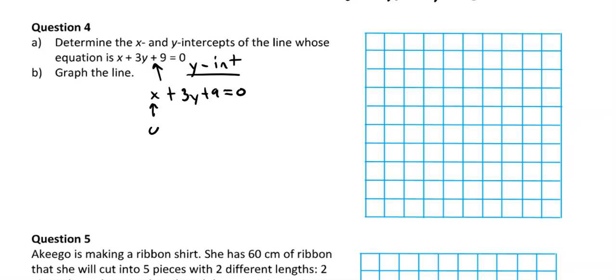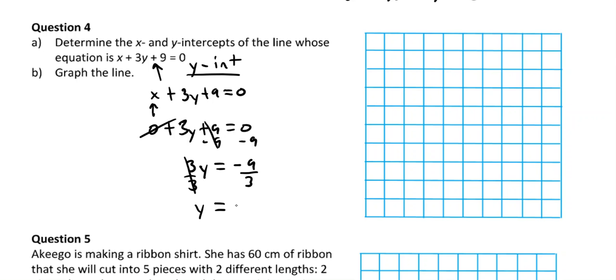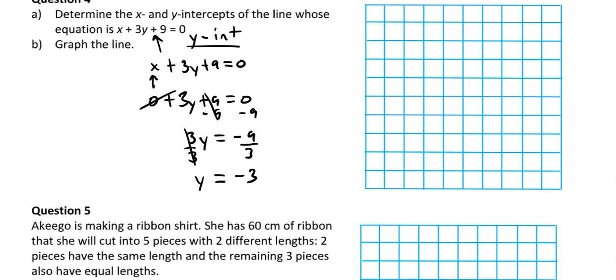So 0 plus 3y plus 9 is equal to 0. So that 0 just cancels, right? A little bit of algebra: I'm going to subtract 9 from both sides. So we get 3y is equal to negative 9. And then just divide both sides by 3. So y is equal to negative 3. Then we really should write this as a point, because it says what are the x and y intercepts. So the point there would be 0, negative 3.